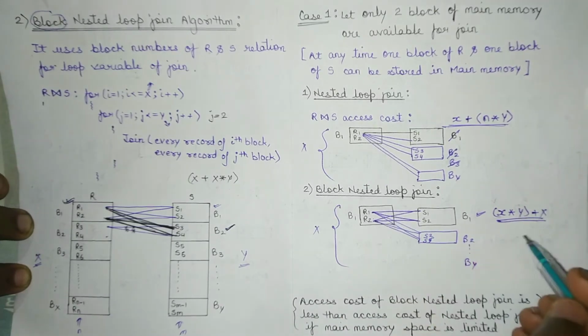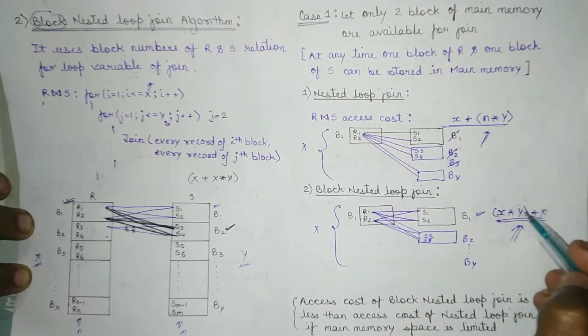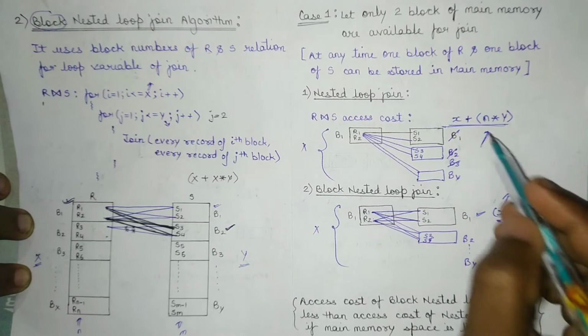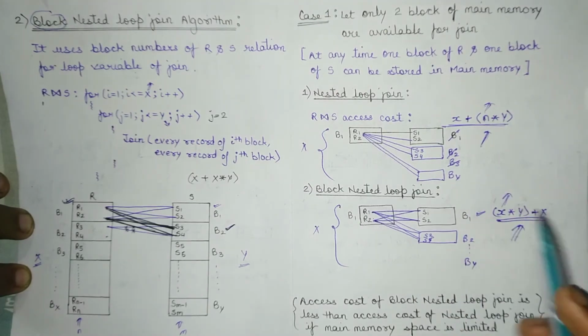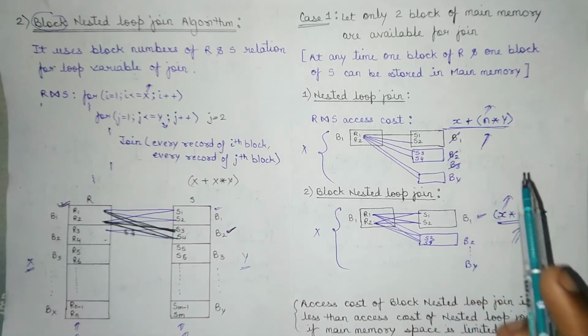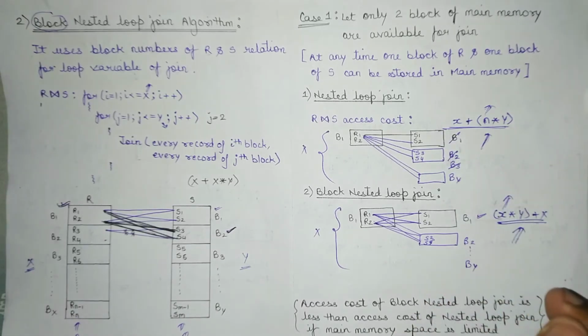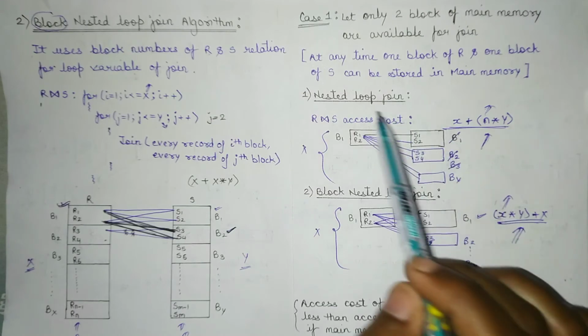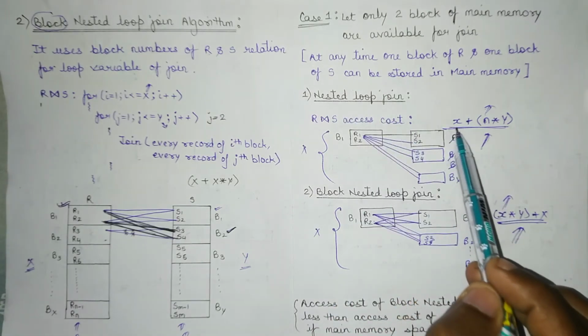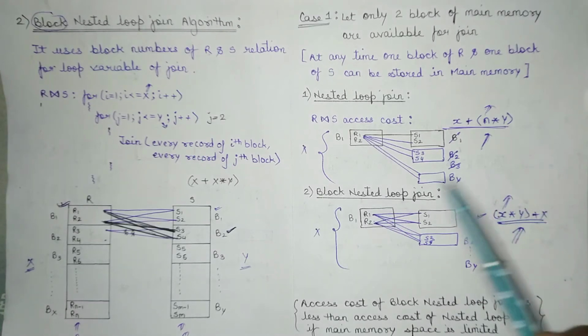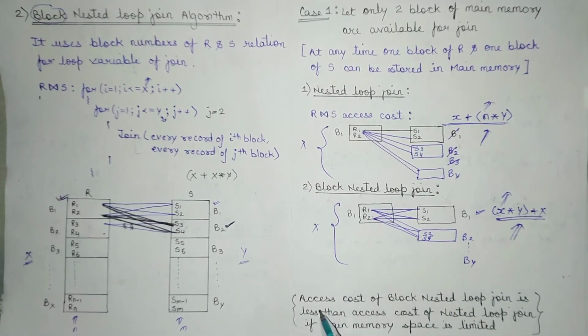Now as I already told you, this is comparatively smaller than this, because here the X is exactly half of this N. So instead of these equations, they can give you the values. So you just have to put the values and give the answer. If they are asking the access cost for the nested loop join, just insert the values of X and Y. You will be getting the access cost for the same. Similarly, you can get the access cost in the block nested loop join. Now the access cost of block nested loop join is less than the access cost of the nested loop join if main memory space is limited. So this is the case of main memory space being limited.